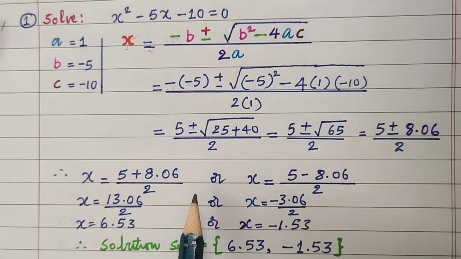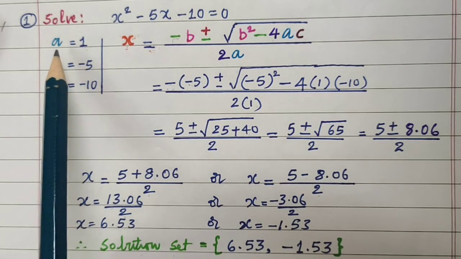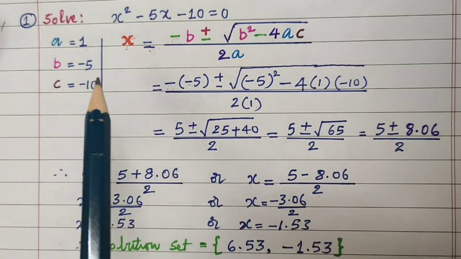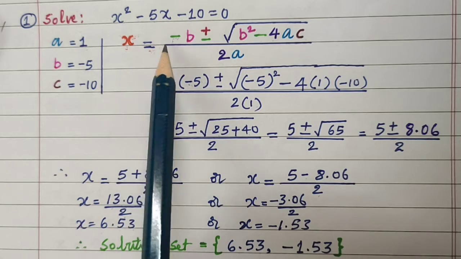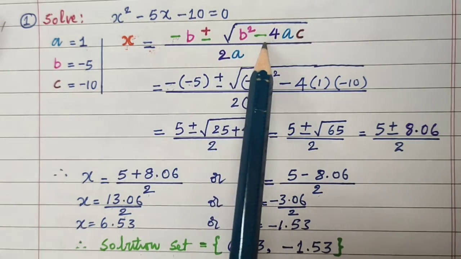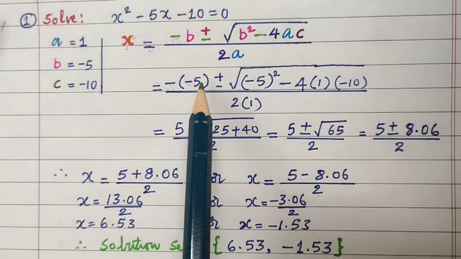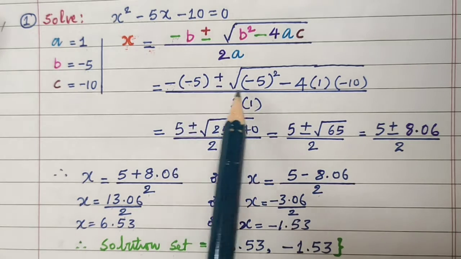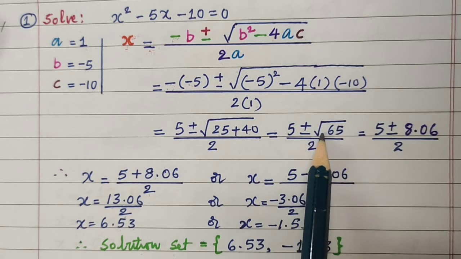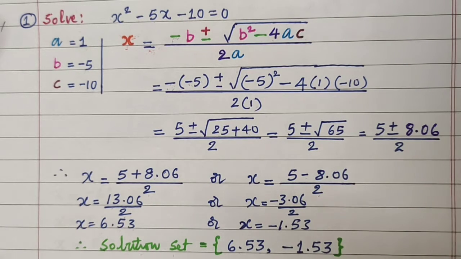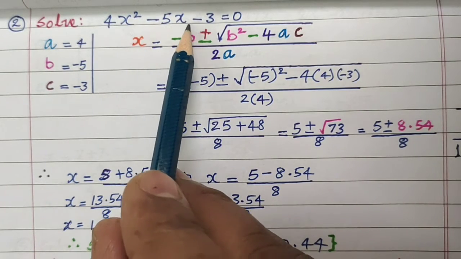Solving a quadratic equation using the formula means you have to bring it into standard form, then take out the values of a, b, c properly, because signs are important. Then write the formula of the quadratic equation, which is x is equal to minus b plus or minus square root of b square minus 4ac divided by 2a. Substitute using small brackets instead of the multiplication sign, then calculate and find the square root, then substitute the values and you will get the solution set. Solve 4x square minus 5x minus 3 is equal to 0.